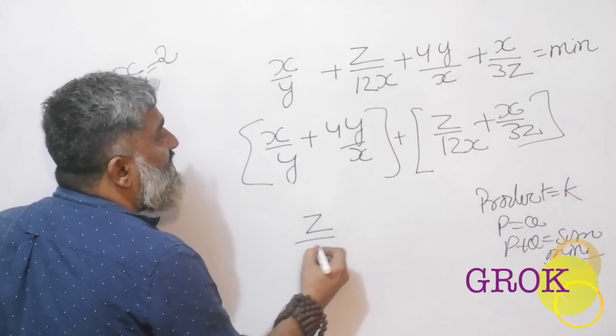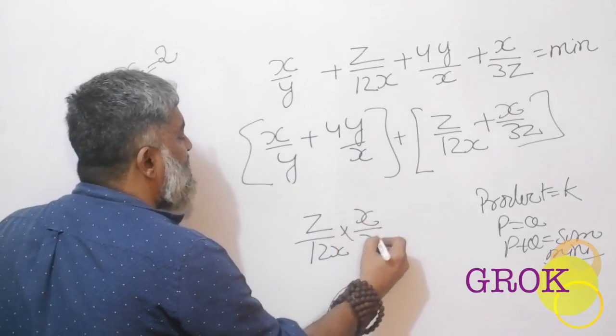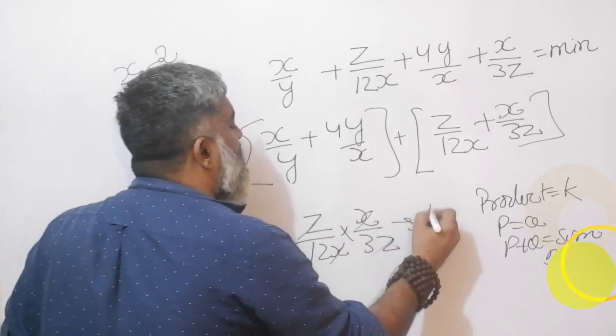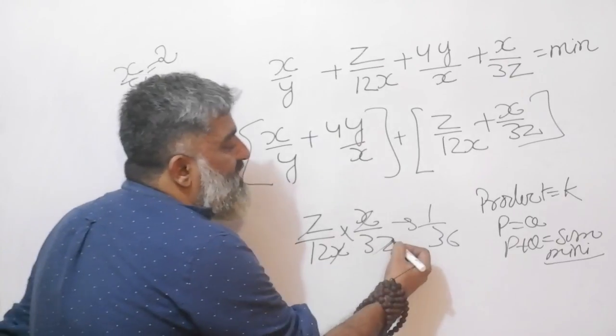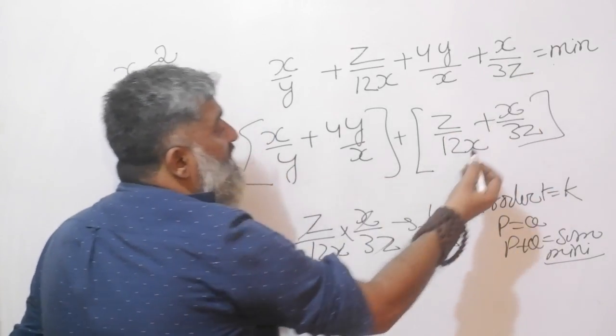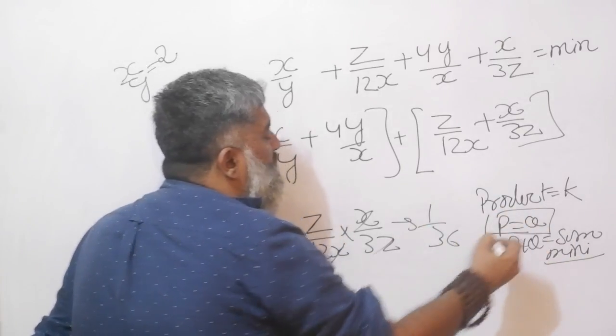Let me think of the product of z by 12x into x by 3z. The z will get cancelled, the x will get cancelled, and I will get a 1 by 36 as the product. And once again, I have the product. I want the sum to be minimum, right? Because I'm thinking of the minimum. I want the sum to be minimum. That happens when the variables are equal to each other.